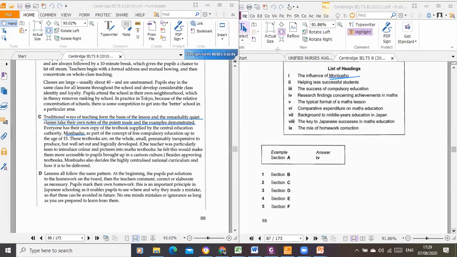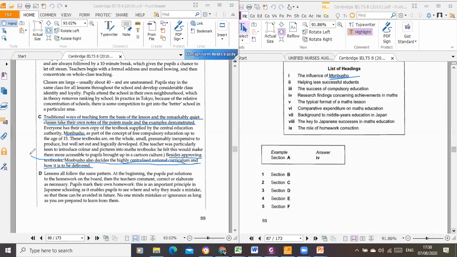Okay, so traditional ways of teaching, blah, blah, blah. Then they mentioned Mombucho. I'm not going to forget that. They said, besides approving textbooks, Mombucho also decides the highly centralized national curriculum and how it is to be delivered. So because they mentioned Mombucho here, I'm going to look at what it is about Mombucho. This one talks about the traditional ways of teaching forming the basis of lessons and remarkably quiet classes, taking their own notes and blah, blah, blah. And this one tells us that Mombucho decides the national curriculum.